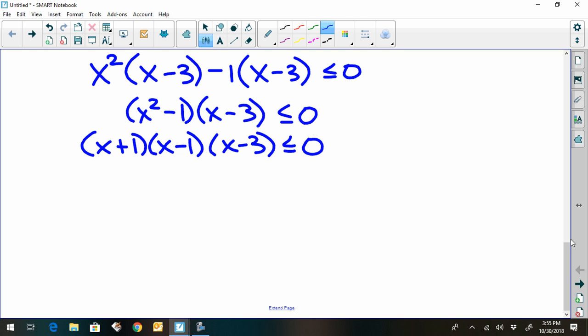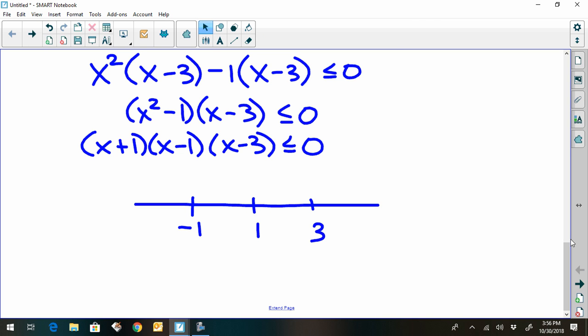So now we know that that whole thing is less than or equal to 0, but we've got 3 different parts there. So we're going to figure out what this looks like. So I'll put my zeros here. I've got negative 1, 1, and 3. So those are my zeros, and now I'm going to test values in each interval to see if that's positive or if it's negative. So I'm going to test a point.